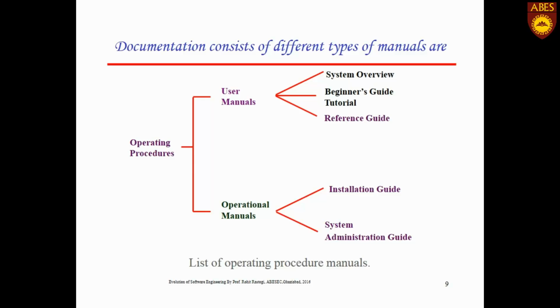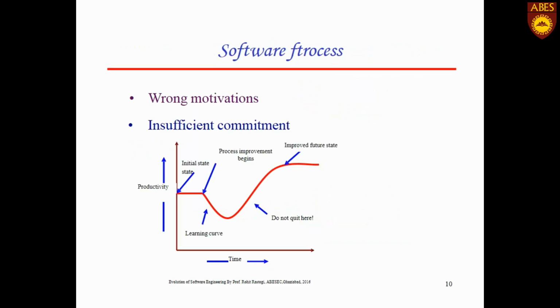Also, it is the responsibility of the software developer to prepare a program, documents, as well as the different operating procedures. In operating procedures, they have to prepare the different manuals. It may be user manuals, it may be operational manuals. In user manuals, they have to prepare a beginner's guide, tutorials, reference guides, and glossaries, how to install the software and how to administer the software.